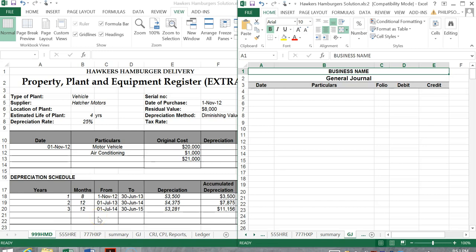Alright guys, kicking on with Hawker's Hamburgers, part 2, where we're going to go through the journals, the ledger, and also the balance sheet. Alright, so let's, without further ado, crack on.